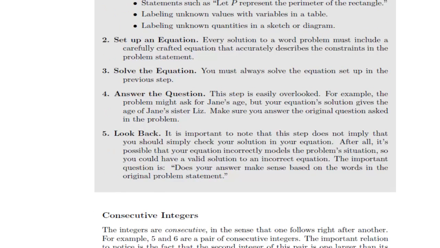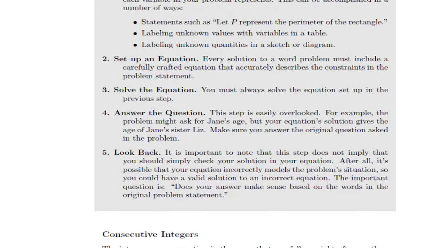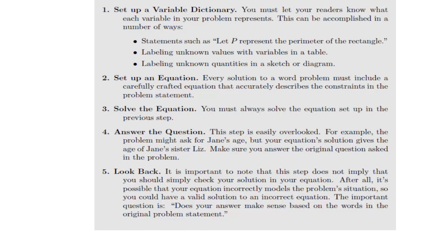2. Set up an equation. Every solution to a word problem must include a carefully crafted equation that accurately describes the constraints in the problem statement. 3. Solve the equation. You must always solve the equation set up in the previous step. 4. Answer the question. This step is easily overlooked. For example, the problem might ask for Jane's age, but your equation solution gives the age of Jane's sister, Liz. Make sure you answer the original question asked in the problem.